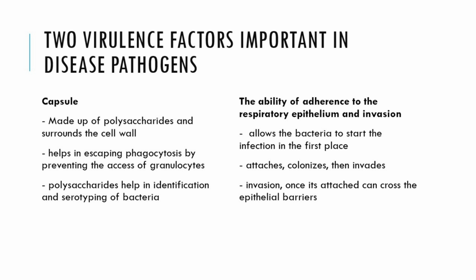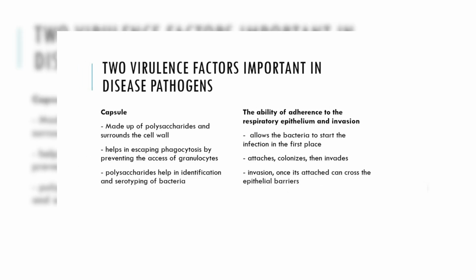The second virulence factor would be the ability of adherence to the respiratory epithelium and invasion. It allows the bacteria to start the infection in the first place. It attaches, colonizes, and then invades. And invasion, once it's attached, can cross the epithelial barriers.